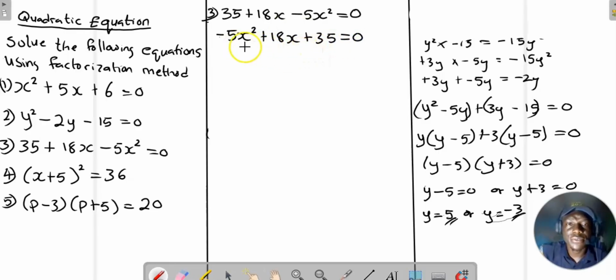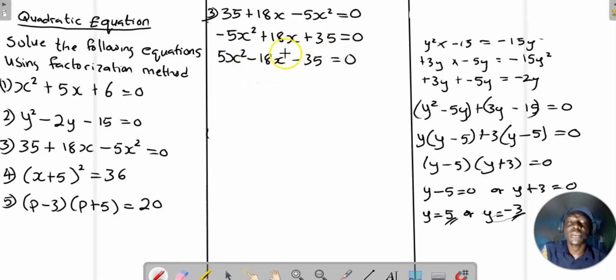Now, it's easier to solve when the squared term is positive. So let's convert it to a positive. We multiply everything here by minus 1. When we multiply everything by minus 1, the signs will change. So minus 5x squared times minus 1, minus times minus will give you plus 5x squared. Plus 18x times minus 1, minus times plus will give you minus 18x. Then plus 35 times minus 1 will give you minus 35. That is equal to 0.